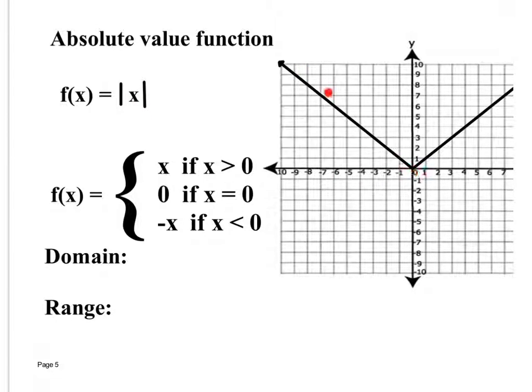So this is what it looks like. When I plug in negative 1, I get 1. I plug in negative 2, I get 2. I plug in negative 3, I get 3. And it just goes up in both directions. So it's a V. It's a wide V.